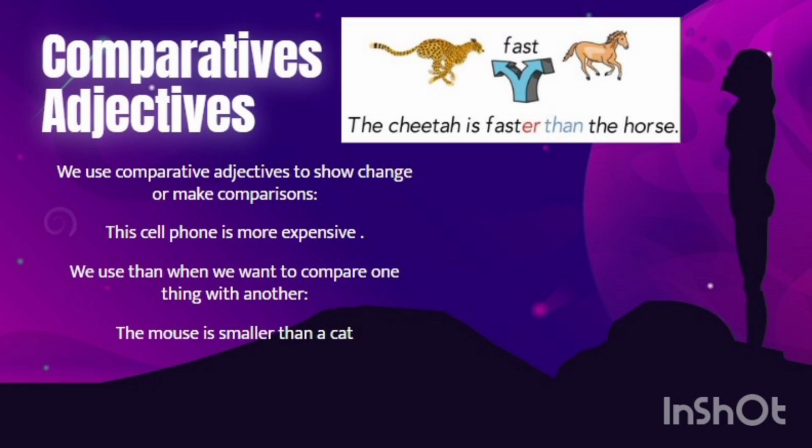The comparative adjectives. We use comparative adjectives to show change or make comparisons. For example, this cell phone is more expensive. And we use than when we want to compare one thing with another. For example, the mouse is smaller than a cat.